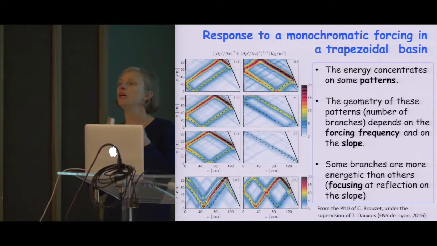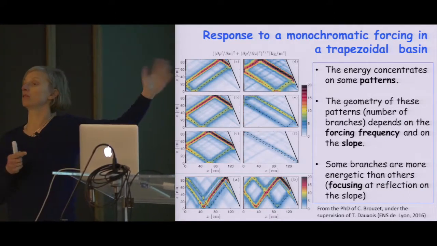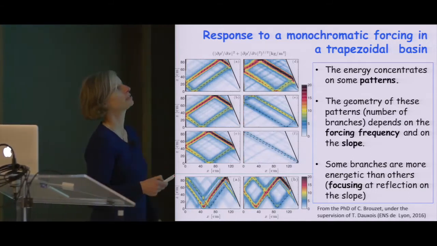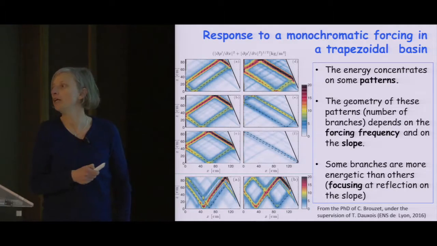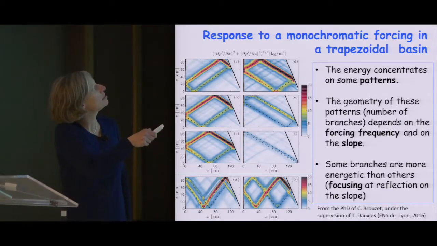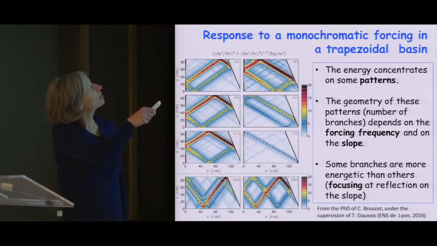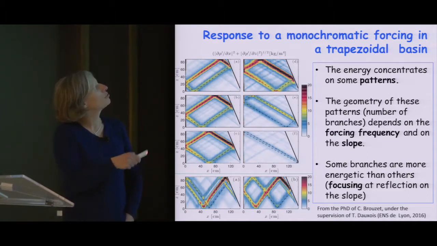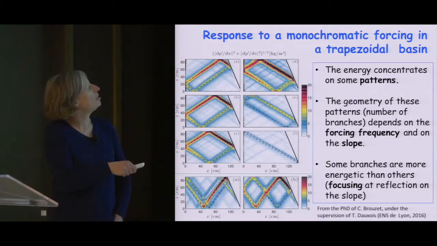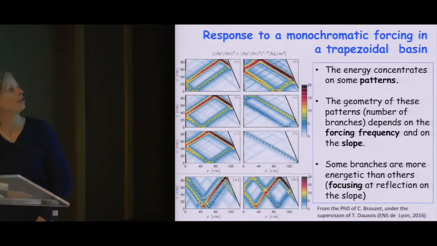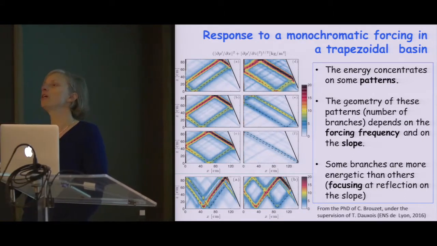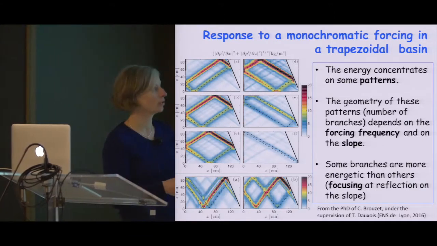So these two parameters are the frequency of the forcing, which is fixed in the experiment, okay? And the other important parameter is the slope of this sloping boundary, okay? So once again, the basin is like this. This is this trapeze here, okay? And so depending on the slope, which is here, and depending on the forcing, you can have different patterns. So you have this kind of trapeze here, but you have more complicated things like this or like this, or sometimes you have also a concentration in some corner. So you have different patterns, but these patterns depend only on the frequency and on the slope, okay?